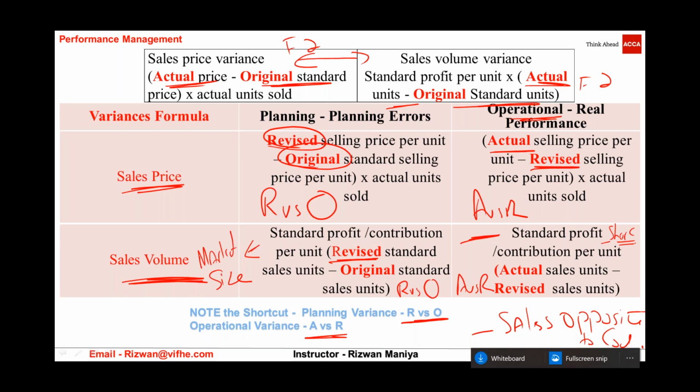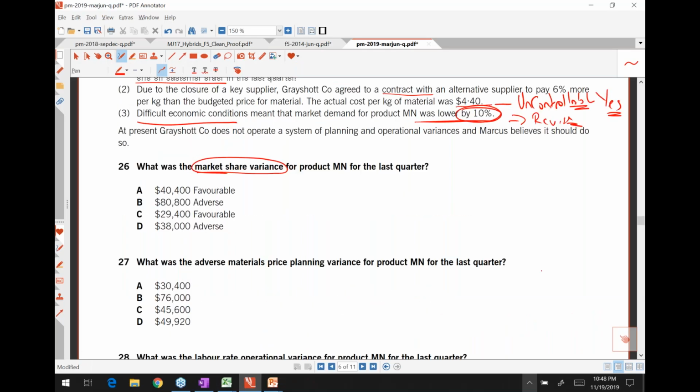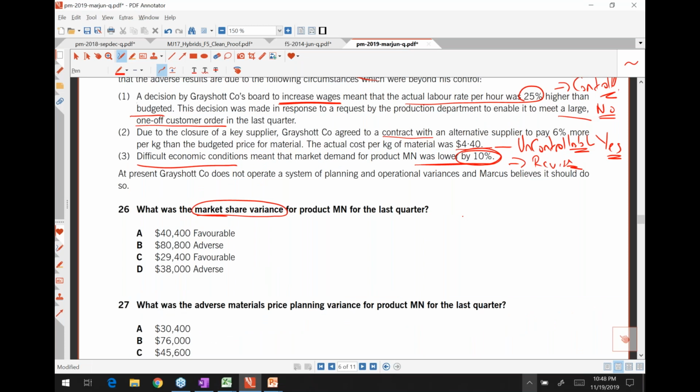Coming back to market share, what is market share? Operational variance. So are we all ready for the calculation? Yes, we are. So should we revise the standard? We should. What is the original standard of volume?